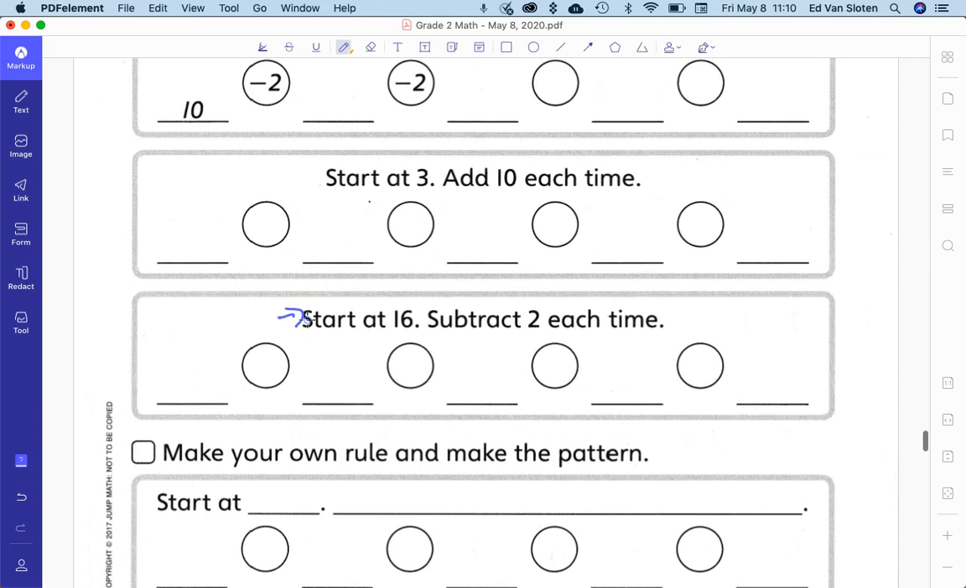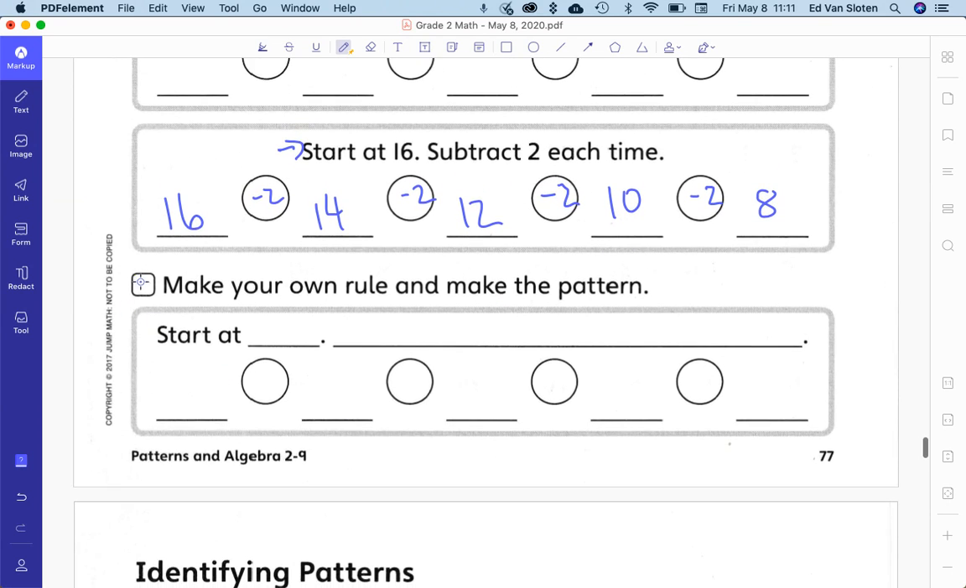Ooh, this one looks a bit better at least. Start at 16. Subtract 2 each time. Subtract 2, subtract 2, subtract 2, and subtract 2. 16, subtract 2, 14, subtract 2, 12, 10, and 8. Make your own rule. Start at 1 million. Subtract. Oops. Actually, I'm going to change that.